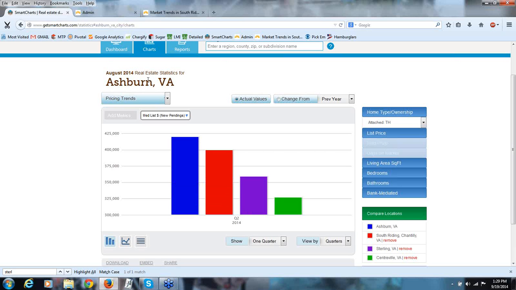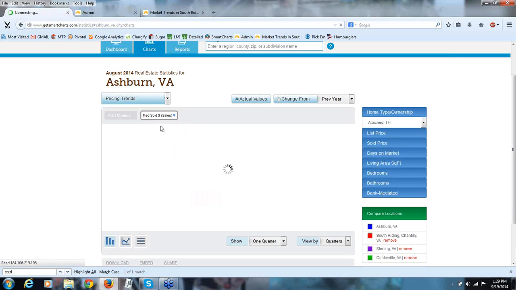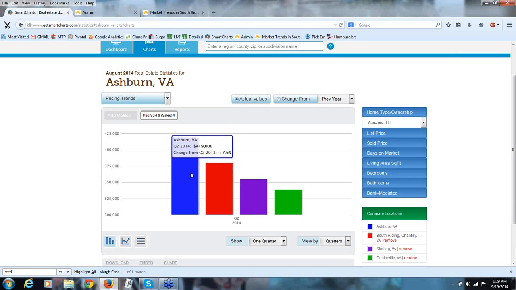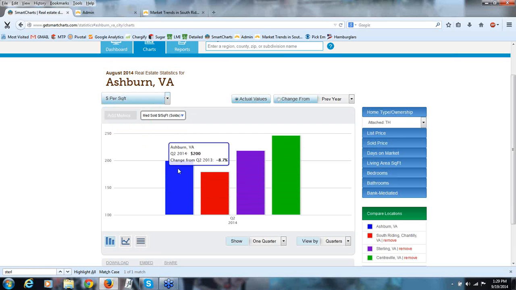That's the median list price for new pendings. We can switch that over and look at the median sold price and see that it's pretty consistent. His go-to number one spot of Ashburn might not have been in the price point that works for him, but Centerville got us there. I switched it over just to look at the price per square foot, and this I thought was interesting. Even though Centerville, Virginia attached townhouses were in that median sales price range that would fit him, the price per square foot up there is actually higher than the other locations.